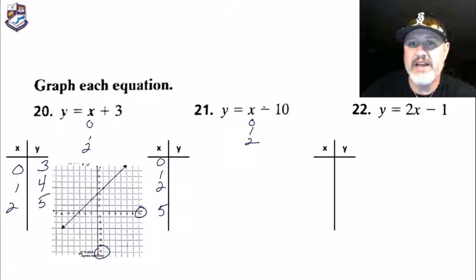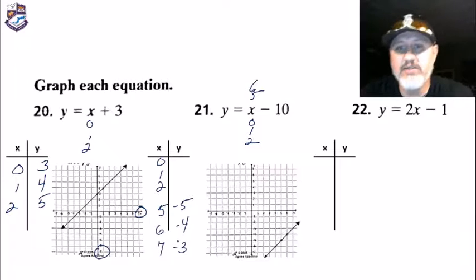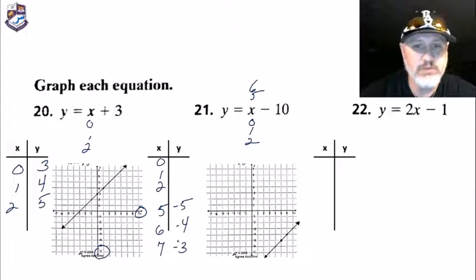5 minus 10 is negative 5. If I pick 6 minus 10, I get negative 4. And 7 minus 10 is negative 3. And that'll fit on my graph way down there. Okay, you might not have thought it would fit, but it does.